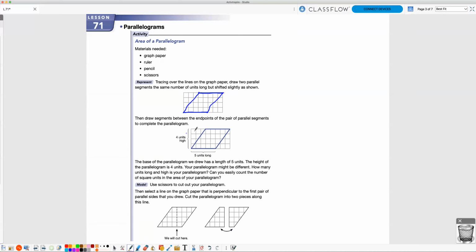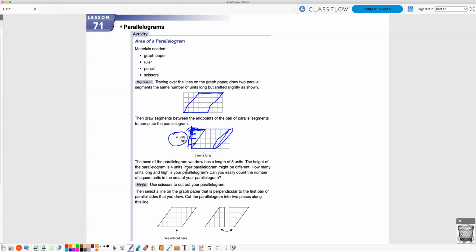You can see that this is going to be the height. The height is this 1, 2, 3, 4. So you can see the height is from here to here. All right. So that's the height. This length right here, however, is not the height. The base of the parallelogram we drew has a length of 5 units. The height of the parallelogram is going to be 4 units. Your parallelogram might be different.